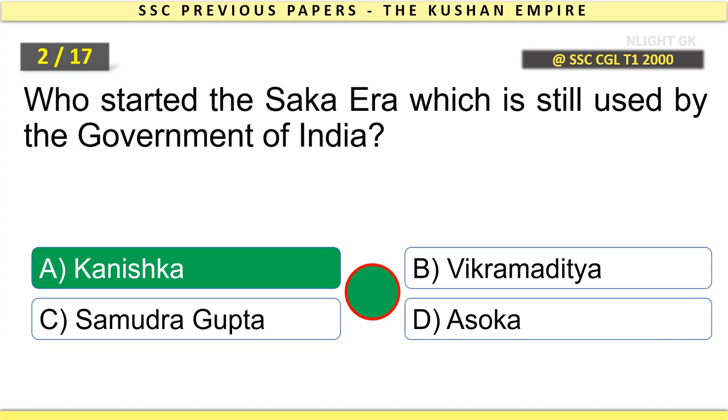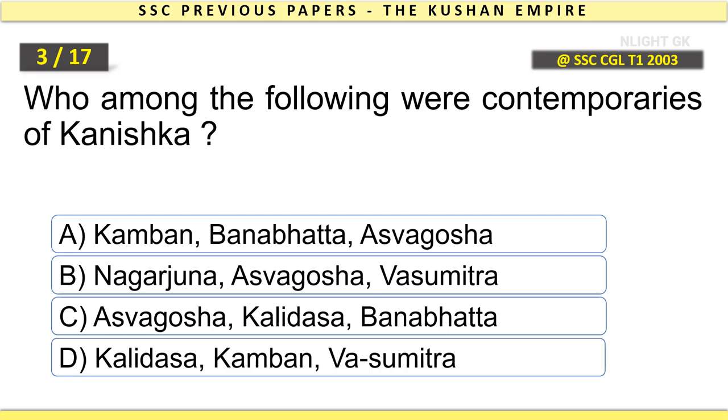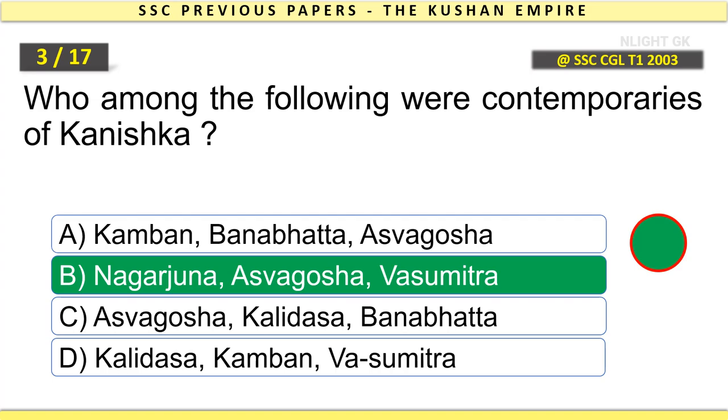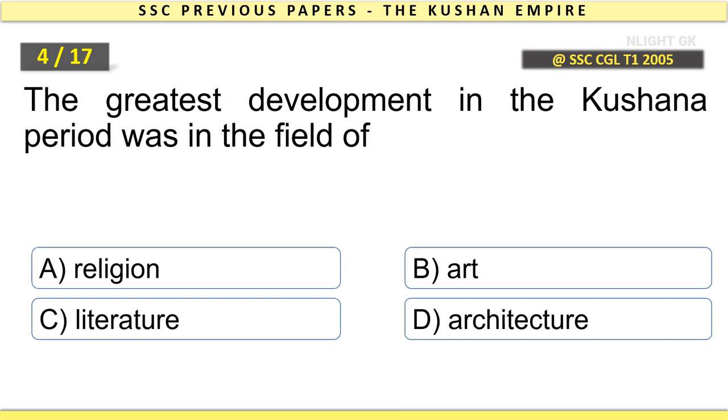Who among the following were contemporaries of Kanishka? Nagarjuna, Aswagosha, Vasumitra. The greatest development in the Kushana period was in the field of art.